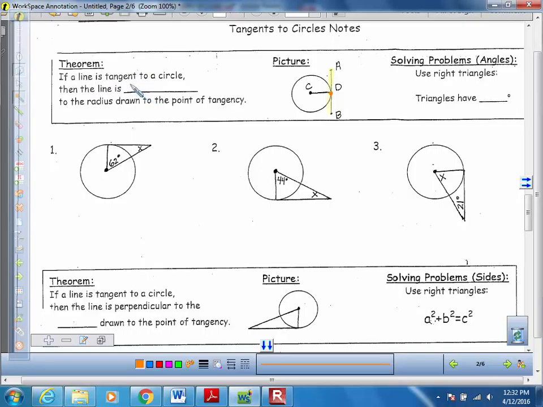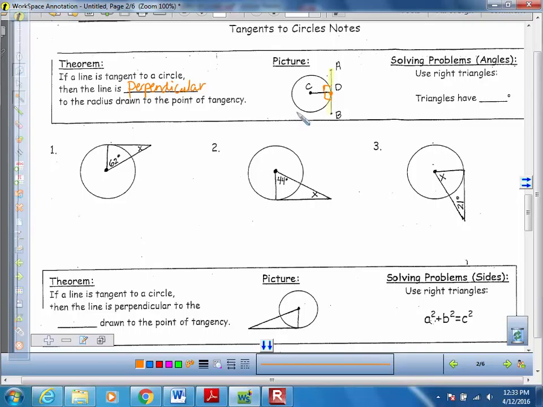Now, the theorem that you want to know is that if a line is tangent to a circle, then the line is perpendicular to the radius drawn to the point of tangency. What that means is that it forms a 90-degree angle. Very good. So there would be a 90-degree angle here, 90-degree angle here.